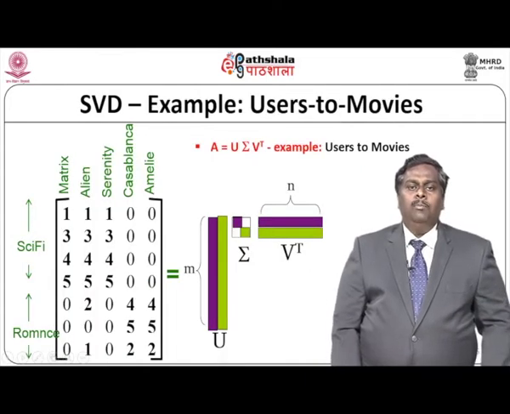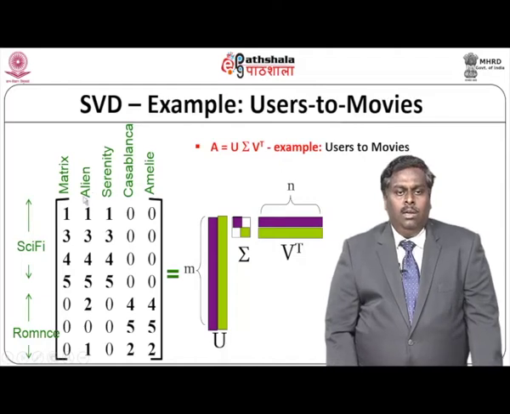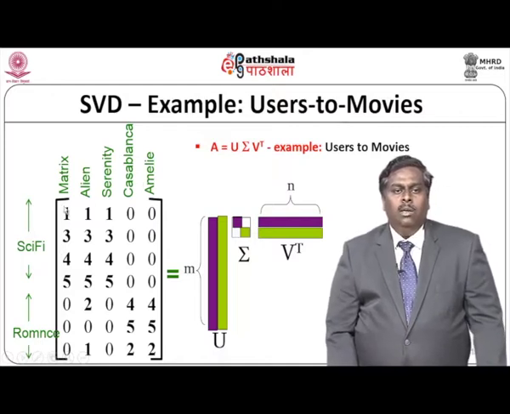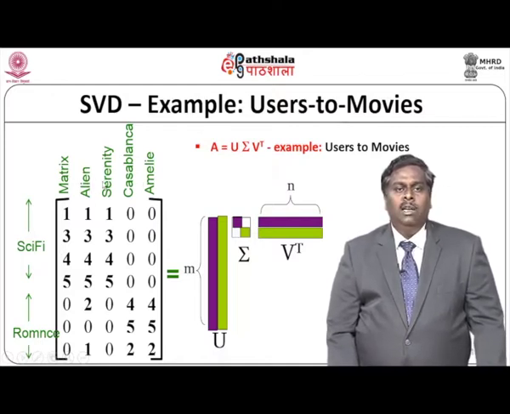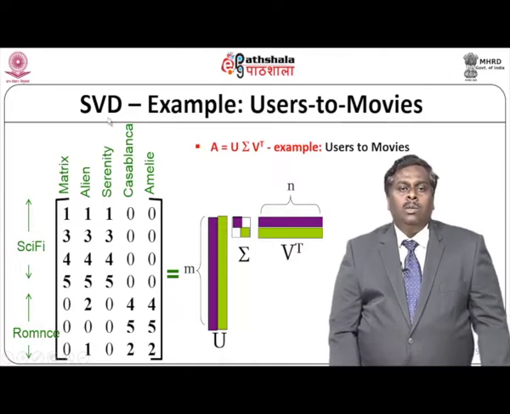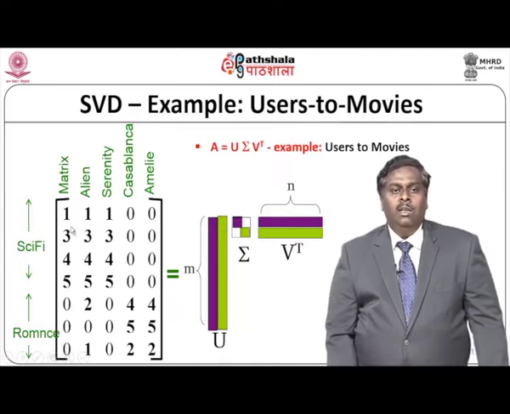Now, let us take an example where we are modeling the users and the movies that they have watched. So, here Matrix, Alien, Serenity, etc. are the various movies. These 5 columns indicate users who normally watch sci-fi movies, that is scientific fiction movies, and the rest of the 3 users watch romantic movies. So, when you represent the users and the movies watched by these users, it is represented in the form of a matrix as shown in the slide.